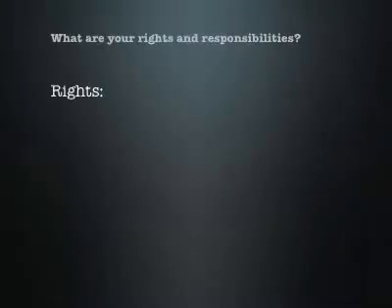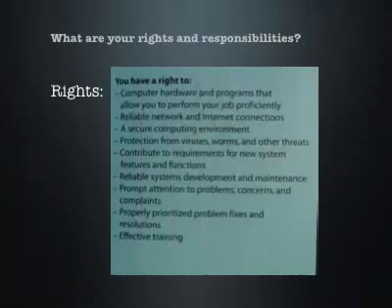What are your rights and responsibilities? Well, your rights include having the proper hardware and software available to you to do your job proficiently, a secure computing environment, protection from worms, viruses, and other threats, prompt attention to problems, concerns, and complaints that you might have, and effective training, among others.